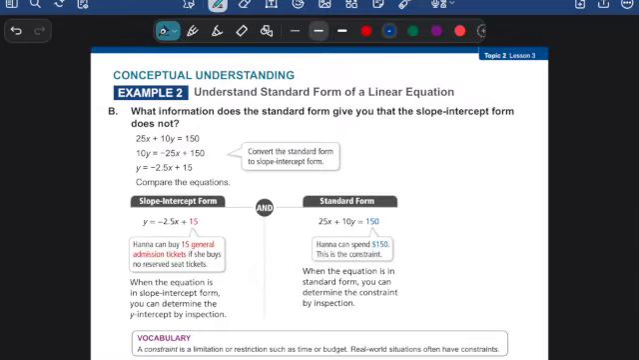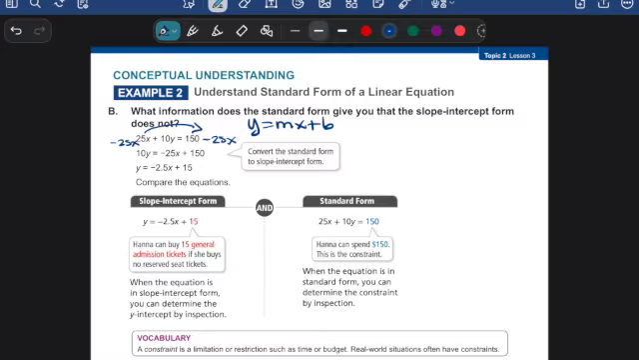You can see that we can also rearrange this equation using algebra. We can turn this into slope-intercept form. So slope-intercept form, remember, is y equals mx plus b. I need to get the y variable isolated. I need to solve for y. So the first thing I need to do is move the x term to the other side. I do that by doing the opposite operation. So I subtract 25x from both sides.